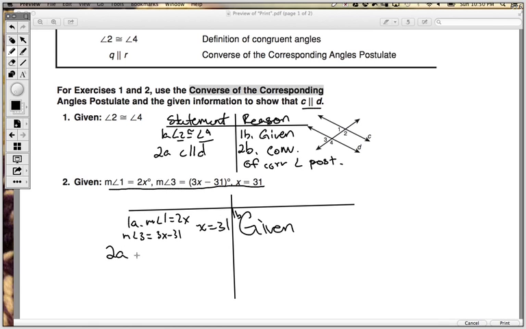Then 2a, I'm going to take that information and start doing some calculation with it. I could say measure of angle 1 equals 2 times 31, and measure of angle 3 equals 3 times 31 minus 31. Okay, not too bad there. Now, what did we do there? We took the x and replaced it with 31. So that replacement is a substitution. There we go. That's our reason: substitution.